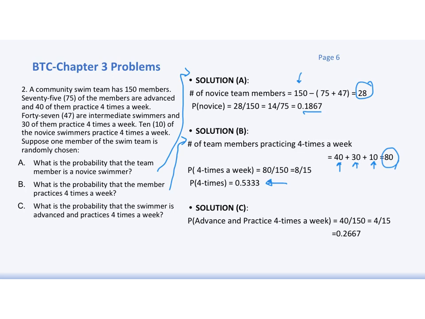Finally, we're asked what is the probability the swimmer is advanced and practices 4 times a week? Well, there's our statement, the probability advanced and practice 4 times a week, which is, we know there's 40 that practice 4 times a week out of 150, right, which is 4 divided by 15, which is 26.67%.